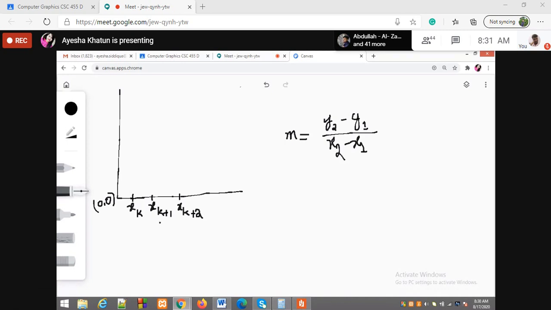and this is just to show the position according to the x-axis. In the same way, if I want to show the position according to the y-axis, here we will get yk, and here yk plus 1, and here yk plus 2.